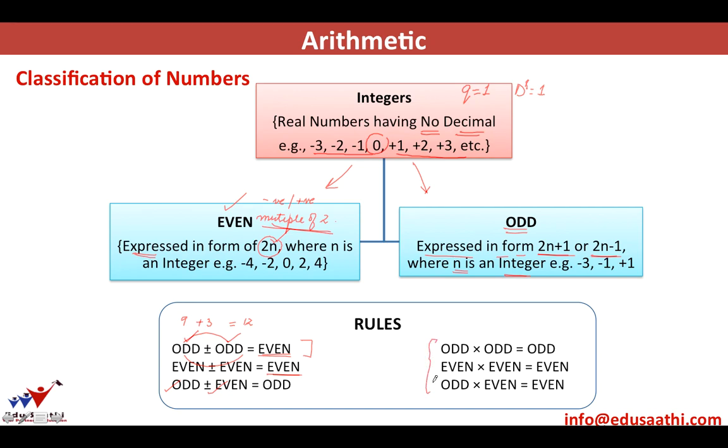However, if you are multiplying, it's a little different game. Odd into odd will always be odd. So this is 5 into 3 would give you an answer which is 15. Even into even would always be even, and odd into even would also be even. An even number multiplied with anything, let it be odd or even, would always be even. Even multiplied by anything is even, odd into odd is only odd.